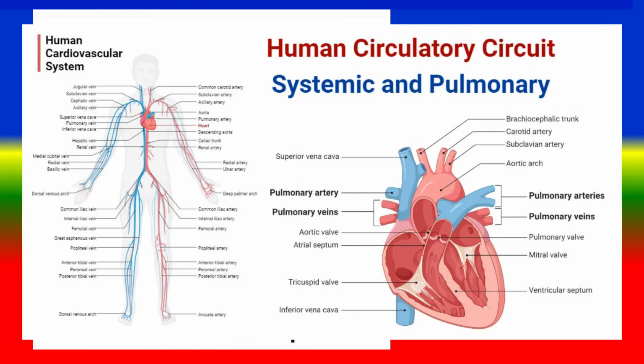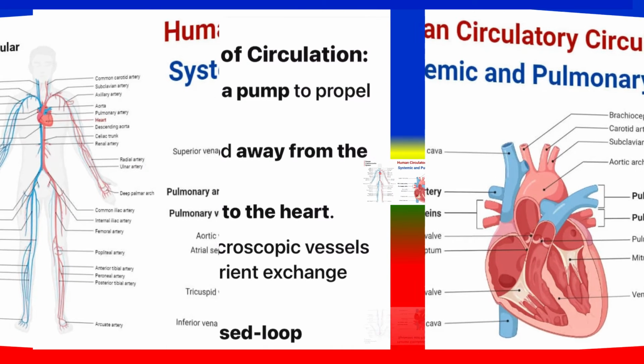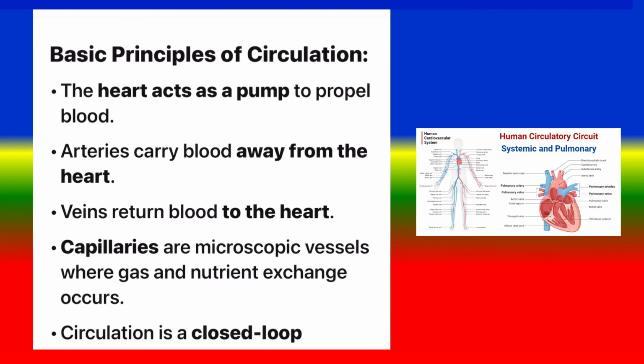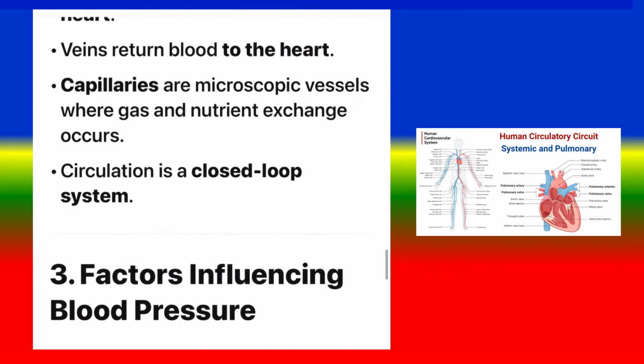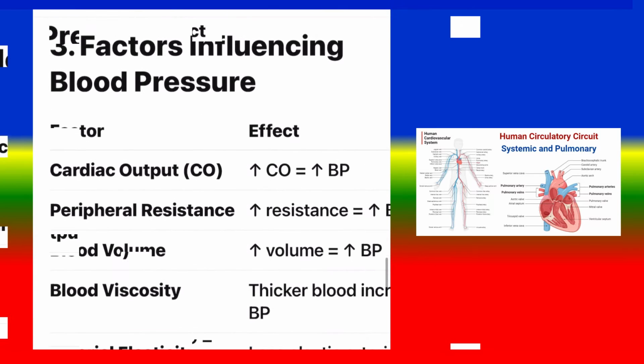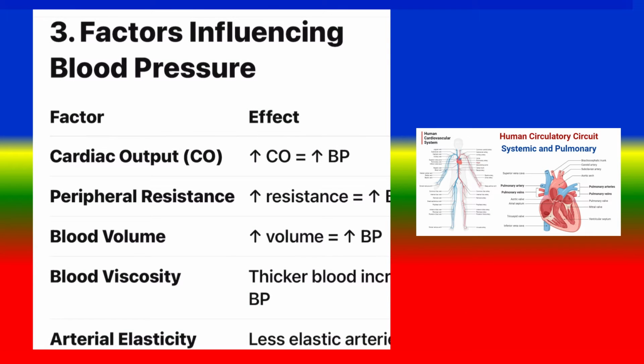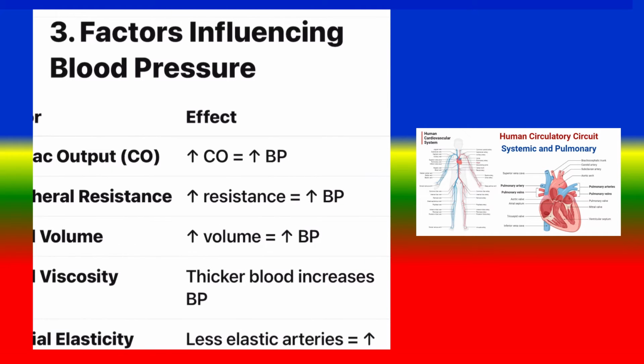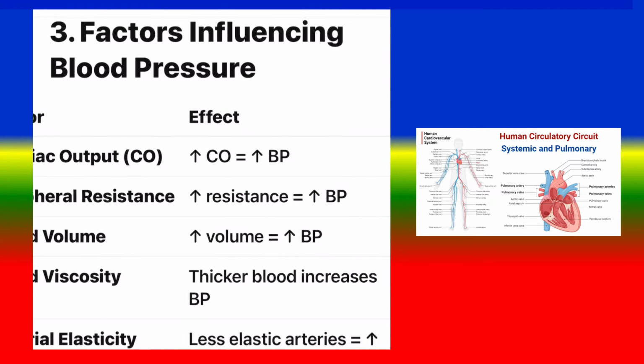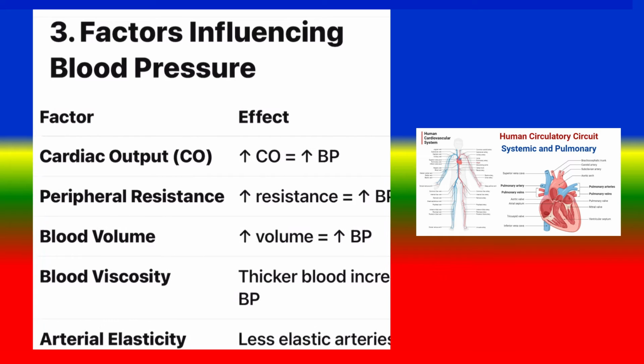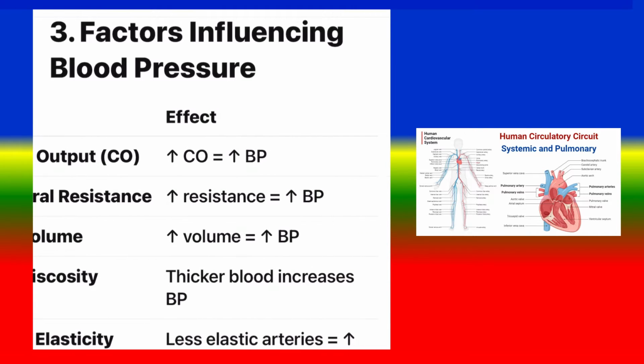Basic principles of circulation. The heart acts as a pump to propel blood. Arteries carry blood away from the heart. Veins return blood to the heart. Capillaries are microscopic vessels where gas and nutrient exchange occurs. Circulation is a closed-loop system. 3. Factors influencing blood pressure. Cardiac output, CO up equals BP up; peripheral resistance, resistance up equals BP up; blood volume, volume up equals BP up; blood viscosity.